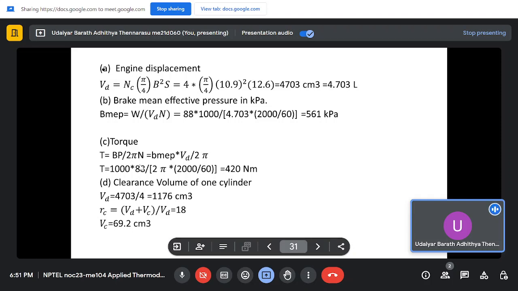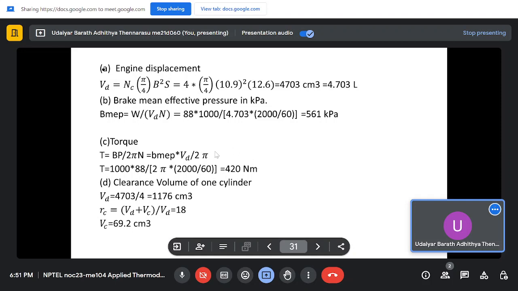So we'll use the first one. Brake power is 88, and we are converting it to watt, divided by 2 pi into N. We know N is 2000 by 60. So we'll get 420. So the torque generated in this engine is 420 Newton meter.